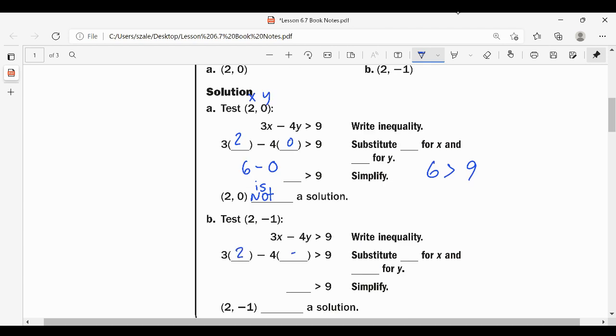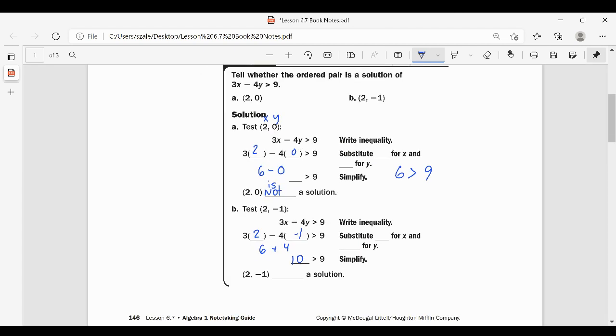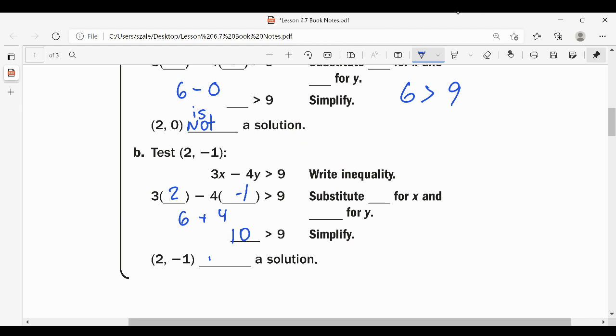(2, negative 1), you would get 6. Negative 4 times negative 1 is positive 4. So you get 10 is greater than 9. Well, that would make (2, negative 1) a solution. So you would say that is a solution there.